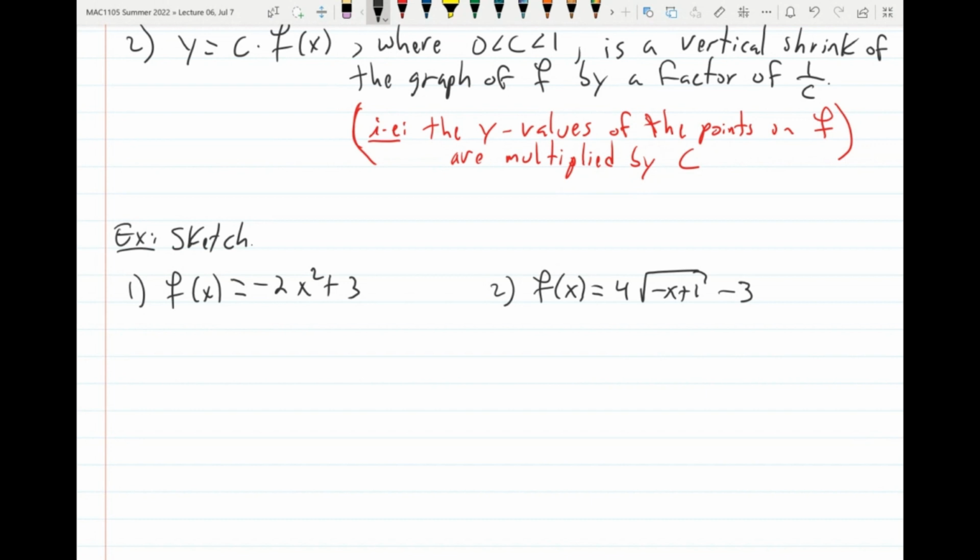What's the parent function? Square root. How many transformations are we doing? 4. So let's see, we're doing 1, 2, 3, 4. Good. What are they? Vertical stretch by a factor of 4. Reflection across the y. 1 to the left. 1 to the right. Okay. Good. Be careful. 3 down. And then 3 down. Good.